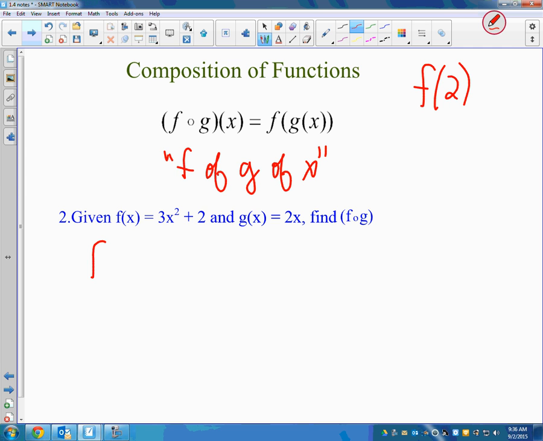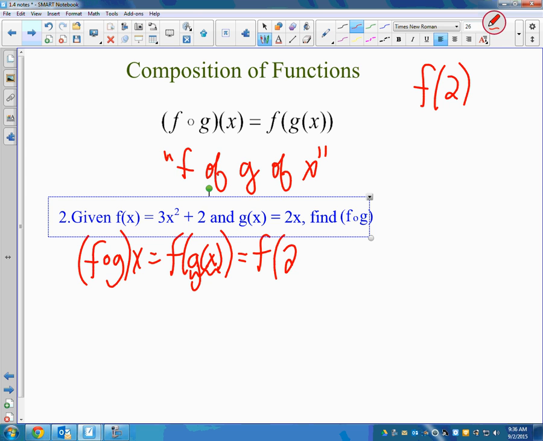So if I did f of g of x, I always automatically rewrite that as f of g of x. That means I'm going to take g of x and put it into f. Or I always teach people that struggle with this concept to just start with the inside function. So leave f on the outside and replace g of x with what g of x equals, which is 2x.